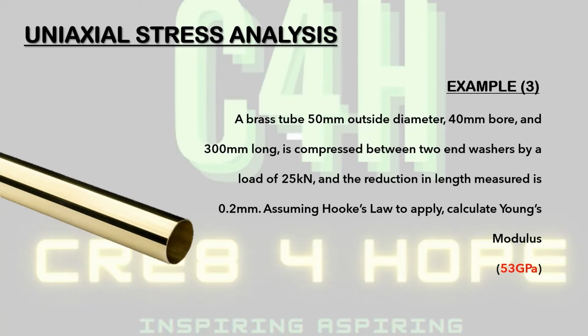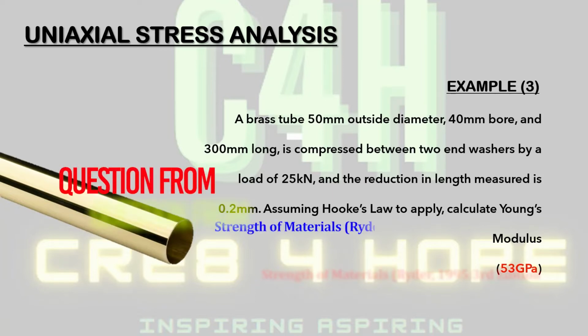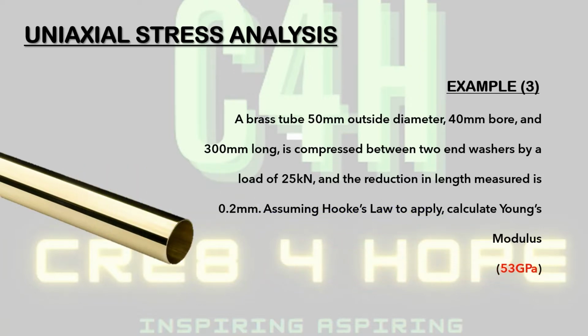Hi folks, let's look at another problem relating to uniaxial stress. So in this example, it reads as follows. A brass tube of 50 mm outside diameter, bore 40 mm, and of length 30 mm is compressed between two end washers by a load of 25 kilonewtons, and the reduction in length measured is 0.2 mm.